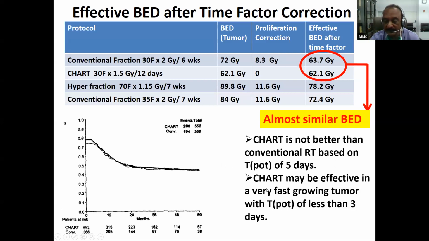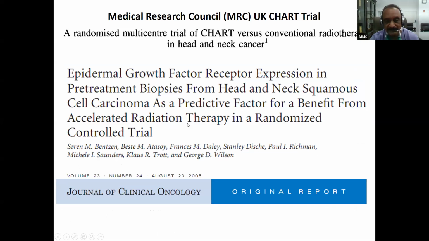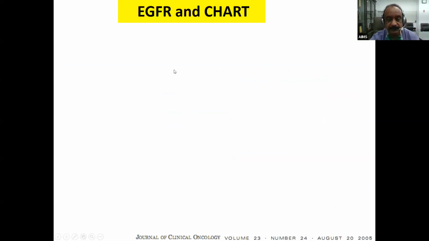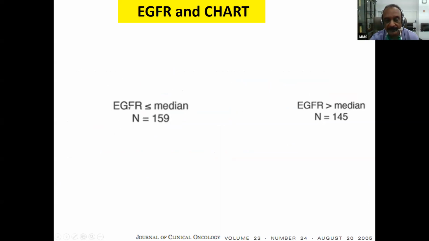And to confirm these data, they retrospectively analyzed their clinical data and published separately, and they found that EGFR receptor expression is a predictive factor for a benefit from CHART. So what they did in this analysis, they divided their population based on EGFR into two: when EGFR is less than median, when EGFR is more than median.